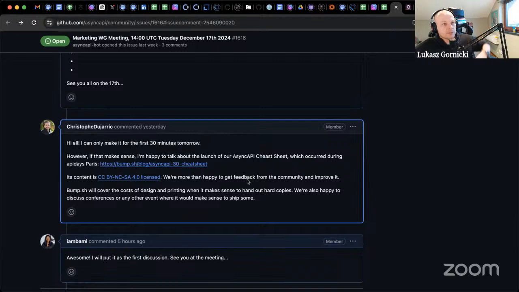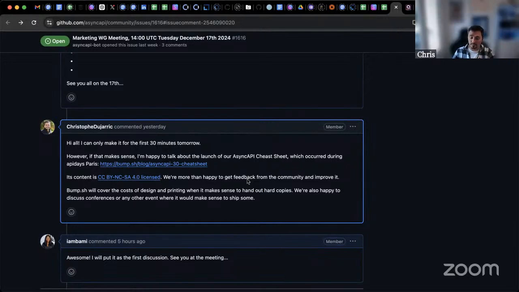So let's say we print out 400 copies of the cheat sheet, and there will be logos of the event sponsor and travel sponsor, and then we will simply give it away at the events. So basically, this idea is a bit conflicting with an idea that we share this cheat sheet. You know what I mean?